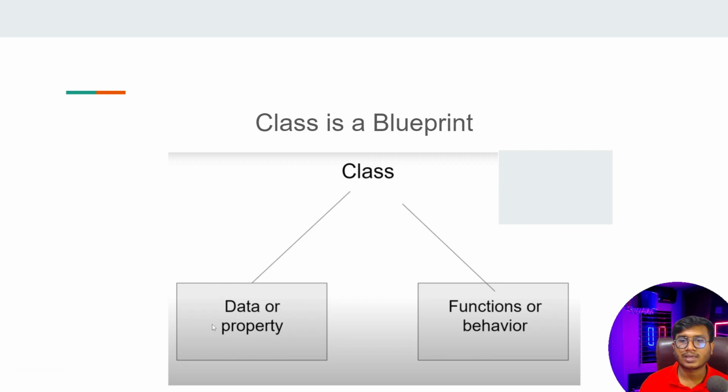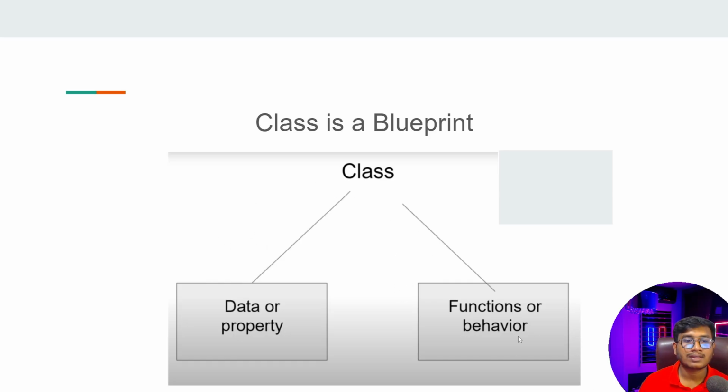Let's say I was talking about car. Okay, car is a class. Now what are the data you can consider inside a car? Let's say color of the car, then you can consider number of tires of that particular car. Now let's say how many seats are available inside the car. Okay, so these are the data of that particular car class.